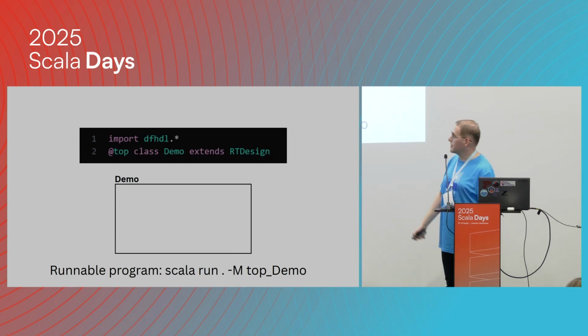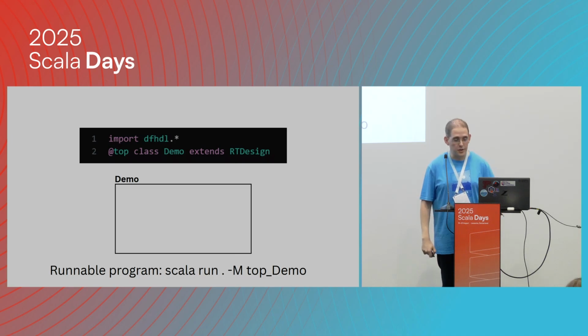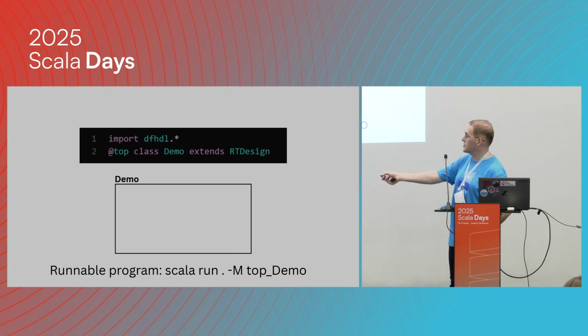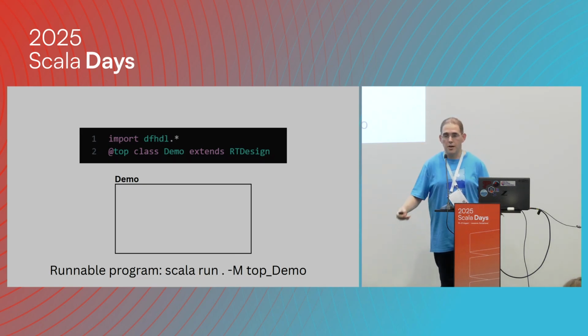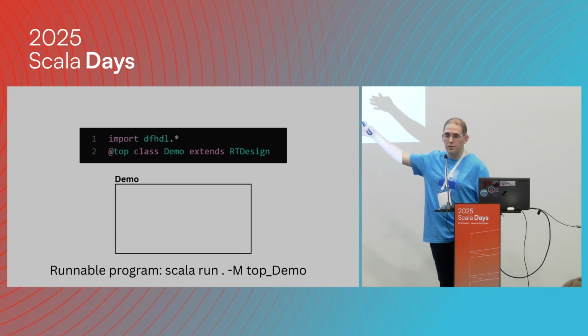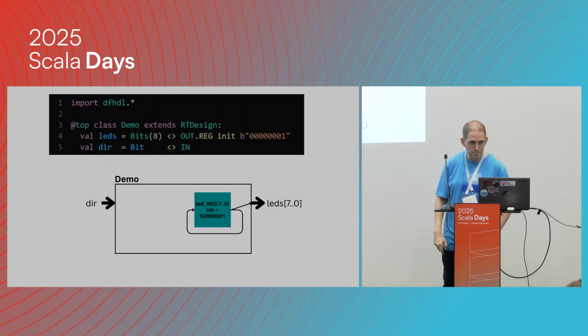I also add a top annotation. What that top annotation is doing is actually using a Scala compiler plugin. It's creating a runnable program. So you can immediately just run Scala run top_demo, and it will enable you to build, to compile, to lint that program using external tools.